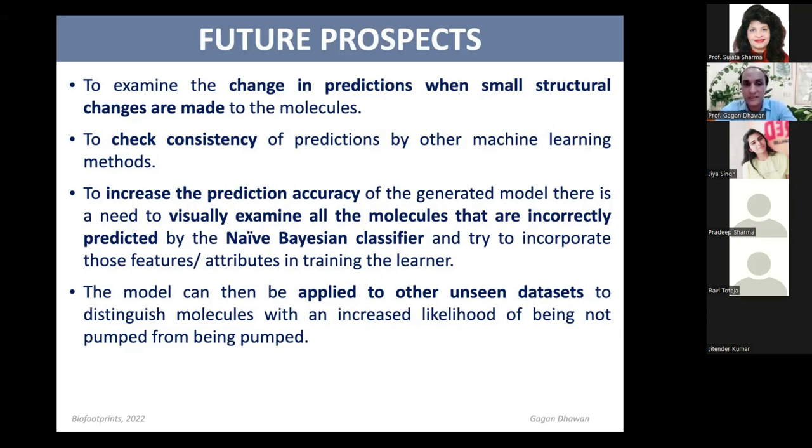And now check for prediction accuracy and check for consistency of predictions by other machine learning methods also, because this has been done only with Bayesian. And to check the increase in prediction accuracy of the generated model, there is a need to visually examine. This part is very, very, very important. So as a chemist, I'm telling you, you have to visually examine all the molecules that are incorrectly predicted. So far, where the prediction was correct, both experimental and your learner predicting whether the molecule gets pumped in or not, that means true positive or true negative, fine, no problem. But for those incorrectly predicted by the naive Bayesian classifier, you have to incorporate those structural changes and physicochemical parameters into your training set, and try to incorporate those features and attributes in training the learner. You have to do that.